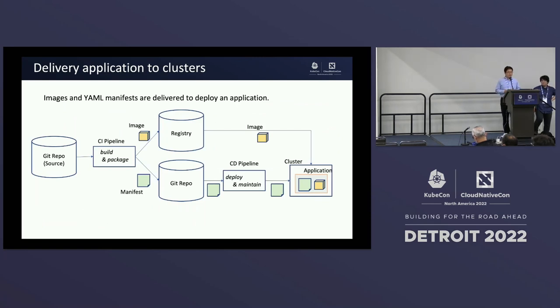When we think about the same things in application deployment in the cloud native case, the very high level picture, the first source is in a Git repo. It goes to the CI pipeline, then builds the image and pushes it to the registry, and the manifest is created at the Git repo. Then when deploying the application, the image goes to the cluster, the manifest goes to the cluster by a CD pipeline, then the application is stood up on the cluster. So this is the end-to-end from the source to the actual time of use.